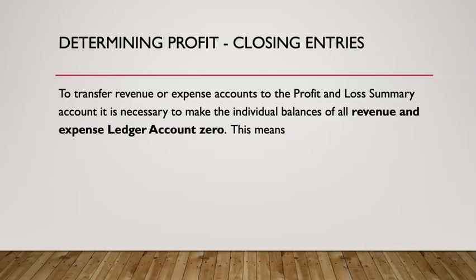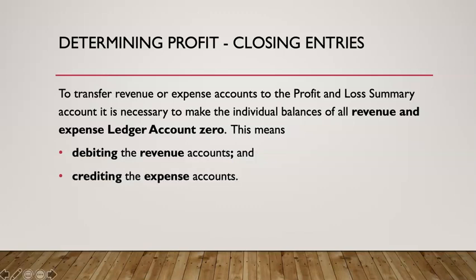And before we do this, let's just explain this so we're all on the same page. To transfer revenue and expense accounts to the profit and loss summary account, it is necessary to make the individual balances of all the revenue and expense ledger accounts zero. This means, and this is the doing part, and we'll go through an example, because examples always make it easy to understand. To make these revenue and expense accounts zero, we are going to debit revenue accounts and credit expense accounts.